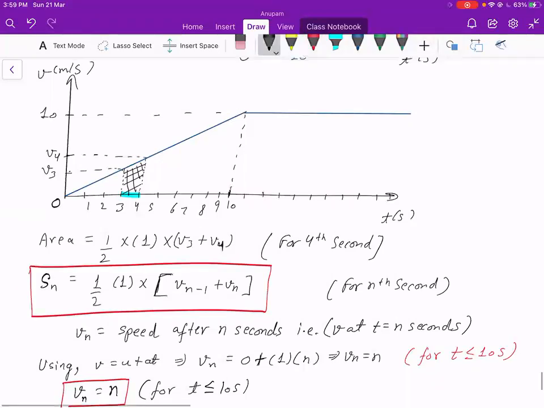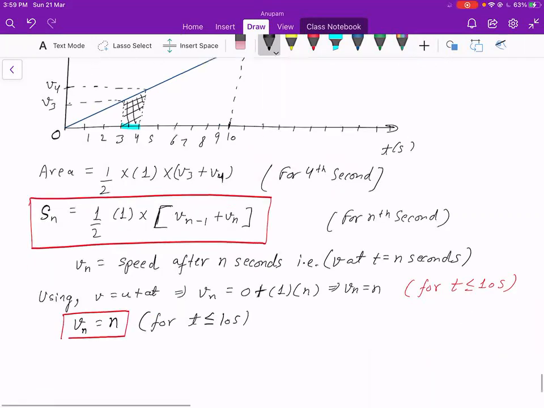Any time which is greater than 10 seconds, what is the value of velocity there? It's constant, 10. So Vn is equal to 10 for t greater than or equal to 10, or I should say equal to also is there, but doesn't matter. I covered that. So I can say t greater than 10 seconds. Does that make sense?